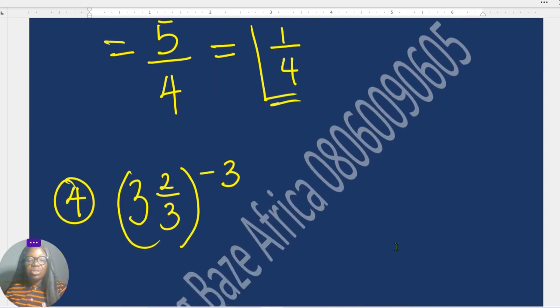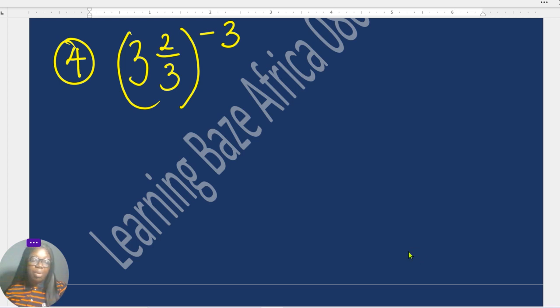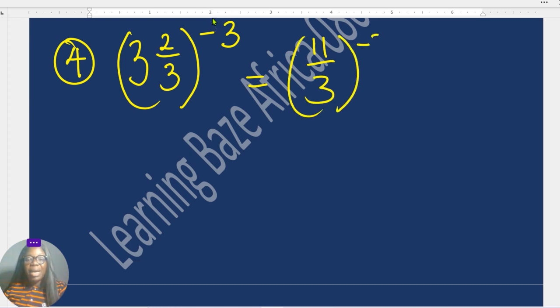Now let's move on to the fourth example. We are also to simplify 3 whole number 2 over 3 all in brackets raised to power minus 3. We're going to convert this to an improper fraction first. So 3 times 3 is 9, 9 plus 2 is 11. So that's 11 over 3 all in brackets to power minus 3.